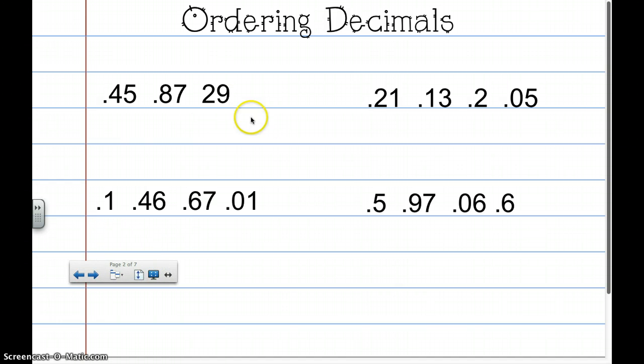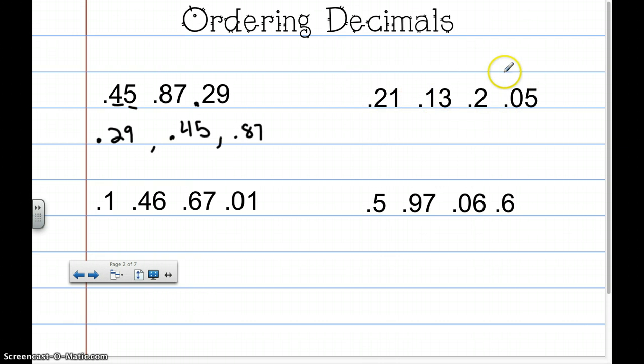Let's talk about ordering decimals. So you want to order these decimals from least to greatest or greatest to least. These are pretty easy because they all have 2 digits. So they have a tenths place and a hundredths place. So you always start in the greatest place. When you're dealing with decimals, the tenths place is greater than the hundredths place. So if I'm putting them in order from least to greatest, I'm going to go with 29 hundredths. Then I'm going to go with 45 hundredths. And then I'm going to say 87 hundredths.